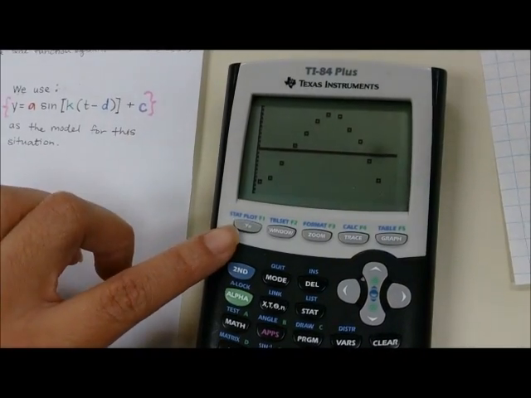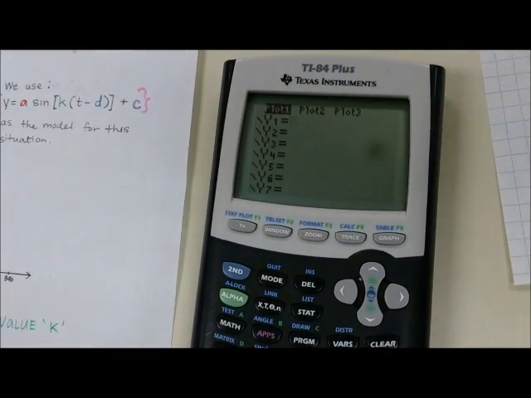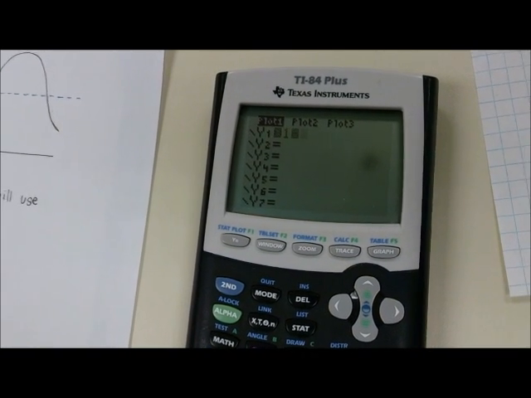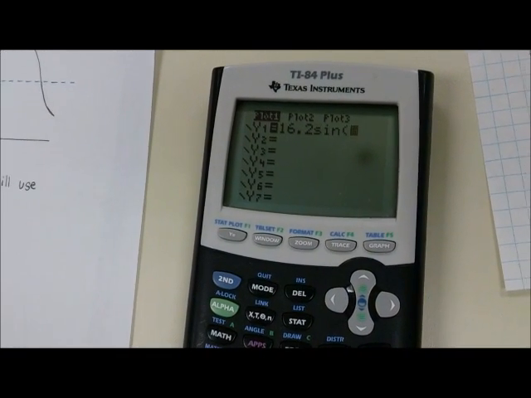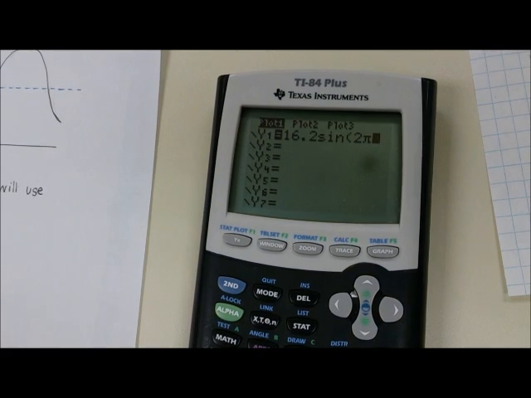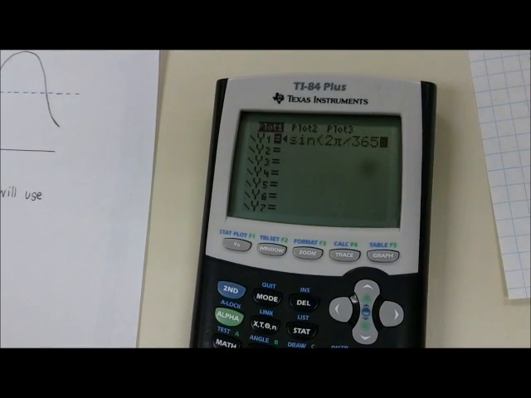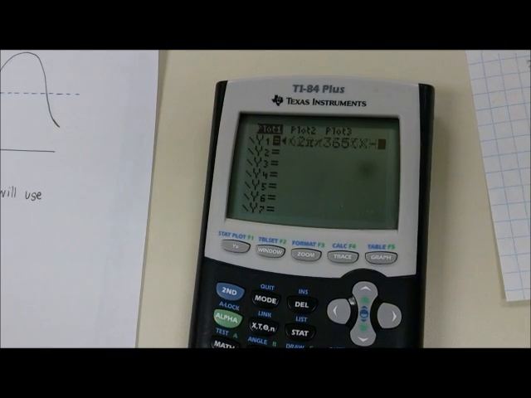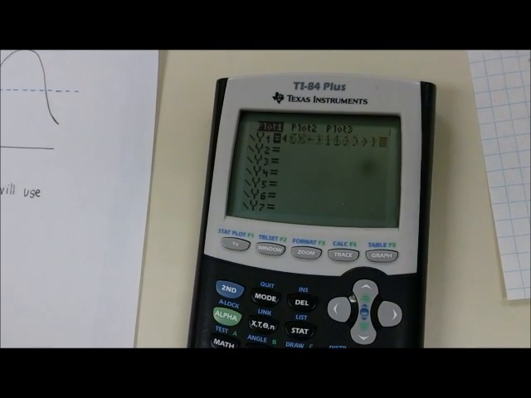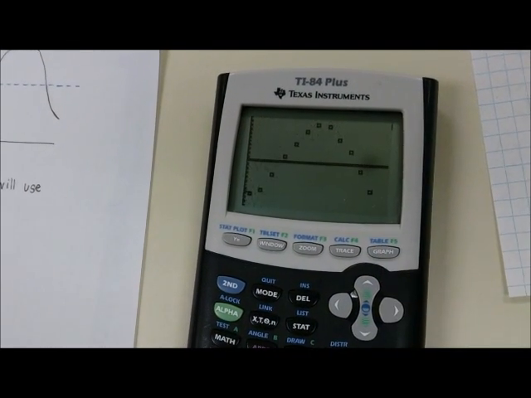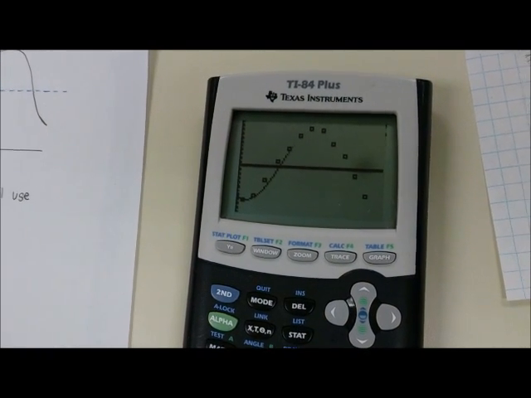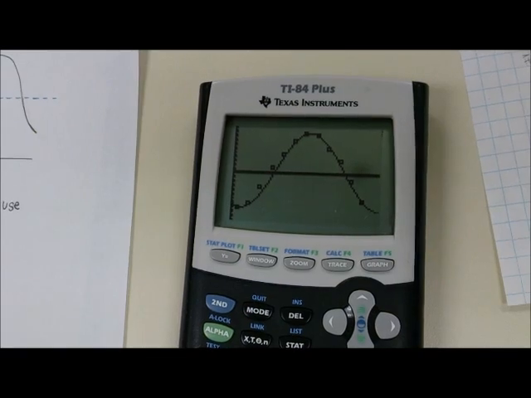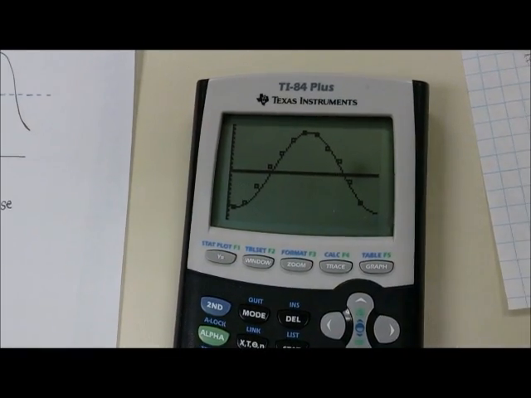To check if our equation fits, we press Y1 and input our equation of Y1 equals 16.2 sine 2 pi divided by 365 times x in place of t minus 116 plus 1.4, and we graph it. And as you can see, the equation fits the stat plot model.